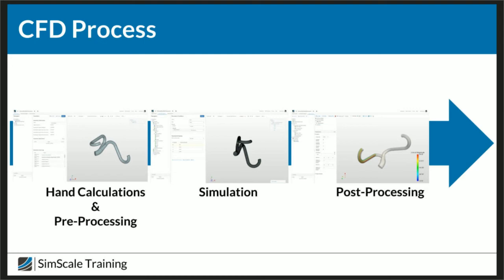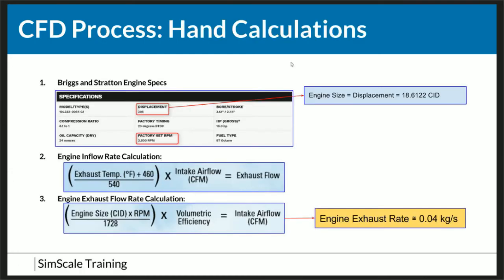We have engine specs similar to these. The displacement is around 305 cc, which would be around 18.61 CID. CID is just a different kind of unit for the engine displacement. It also has a set RPM. Once we know these two parameters, we can calculate the intake flow, and from the intake flow, we can calculate the exhaust flow. This is how we calculated our exhaust flow to be around 0.04 kilograms per second. This is now our first starting point. This is how much air we want to exhaust from our exhaust pipes.